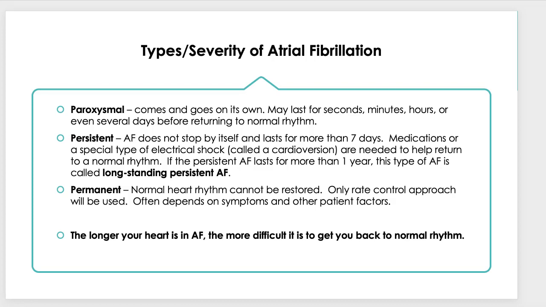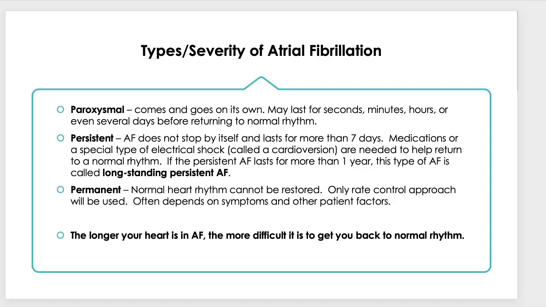Atrial fibrillation is determined by three types, and it's very important to know these three types when you're describing patients with atrial fibrillation, because treatment options are very different. Paroxysmal atrial fibrillation comes and goes on its own, may last for seconds, minutes to hours, or even several days before the heart returns to a normal sinus rhythm.